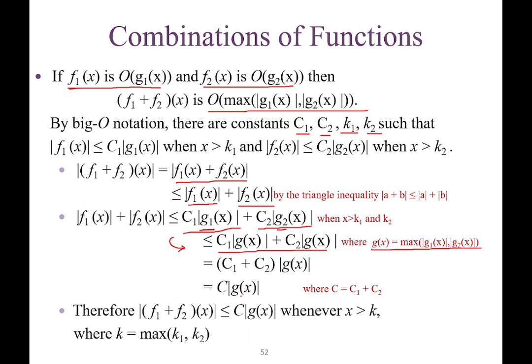Then we can combine the coefficients together and extract the common term g of x. So C1 plus C2 can be written as the constant C, and K is the maximum of K1 and K2. This completes the proof: we can write f1 plus f2 is less than C times g of x. Remember, g of x is calculated from the maximum of g1 and g2, and K is also selected from the maximum value between K1 and K2.